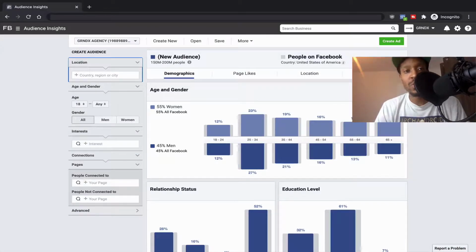So let's dive into my computer. First thing you want to do is make sure you're in the Audience Insights tool. You can find that by typing into Google, Facebook Audience Insights tool, and it will bring you to this page over here.